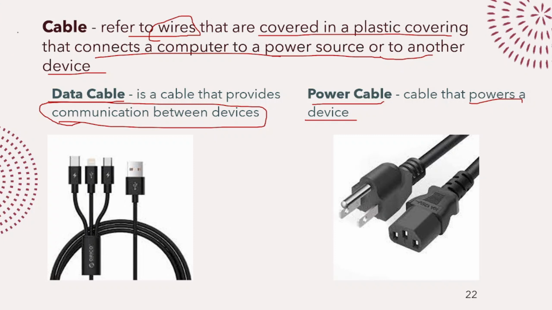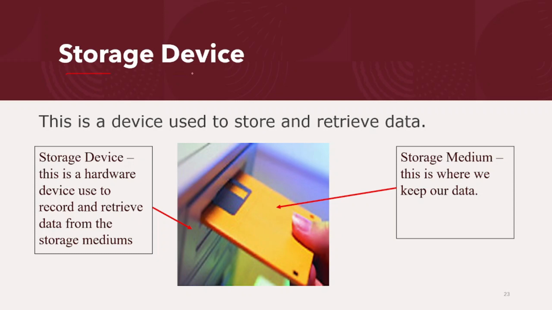So if you can, we also have data cable like the HDMI cable. Yun. So those are also examples of data cable. Then we have the storage devices. Storage devices is used to store and retrieve data as per our discussion from the previous meeting. So storage device is a hardware used to record and retrieve data from the storage medium. Then the storage medium naman is where we keep our data.